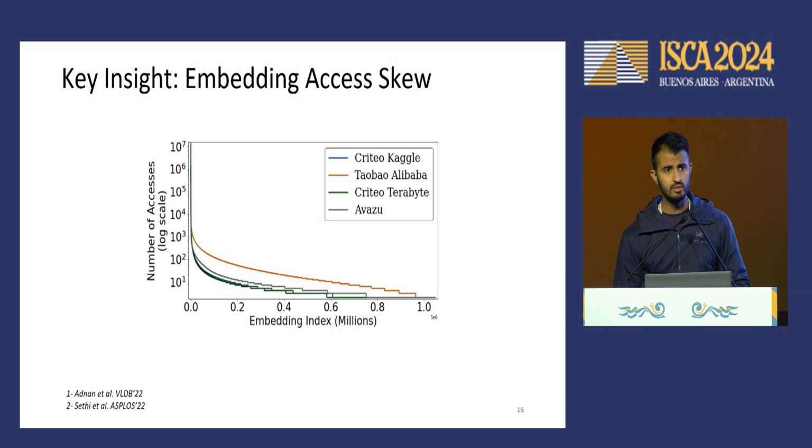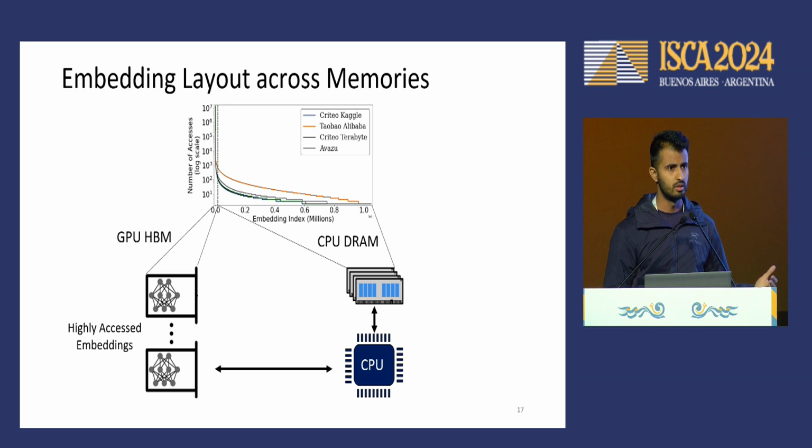Here in this graph, we can see that on the y-axis we have the access frequency in log scale, while on the x-axis we have the embedding indices. And we can clearly observe that there are certain embedding indices which are accessed far more than other embedding indices. So we can exploit this skewness for an efficient embedding layout across the memories. What we can do is place the highly accessed embeddings on GPU HBM, while the less accessed embeddings can be placed on CPU main memory.